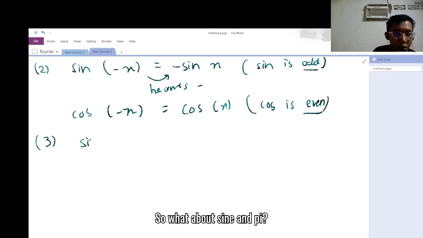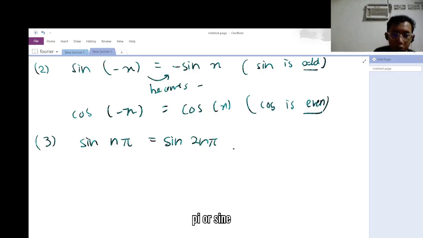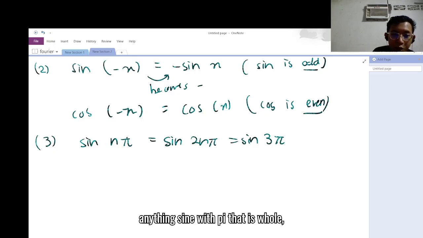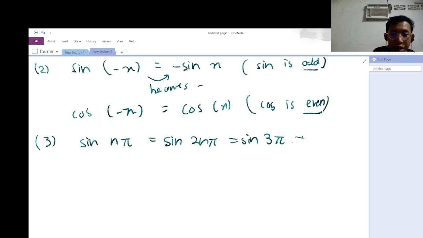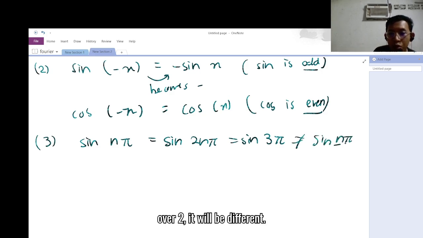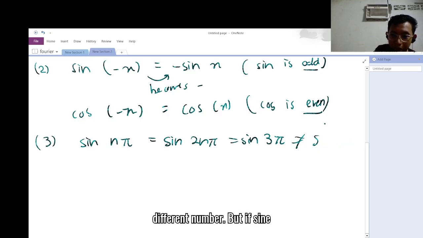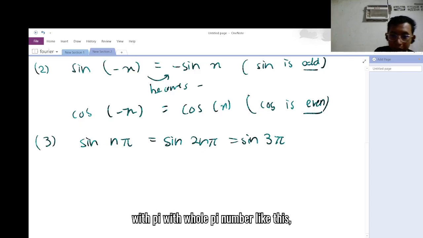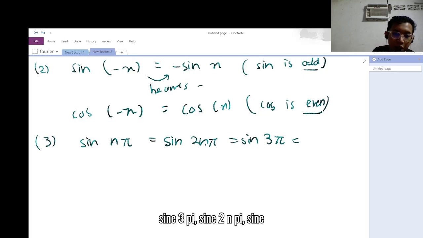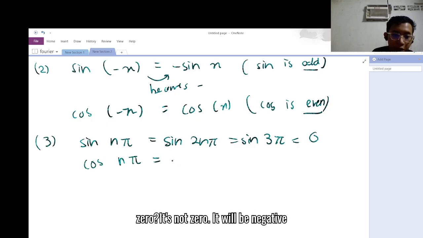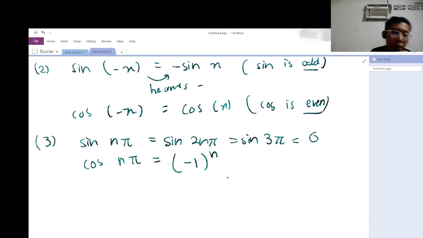So what about sine and pi? Same thing as sine 2 pi, or sine 3 pi, or anything sine with pi that is whole. It cannot be sine n pi over 2, that will be different; sine n pi over 2 will give you a different number. But if sine with a whole pi number like this, sine 3 pi, sine 2n pi, sine n pi, it is equal to 0. Then what about cos n pi? Is it 0? It's not 0. It will be negative 1 power of n.